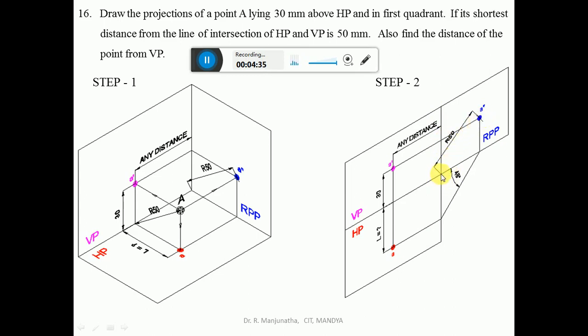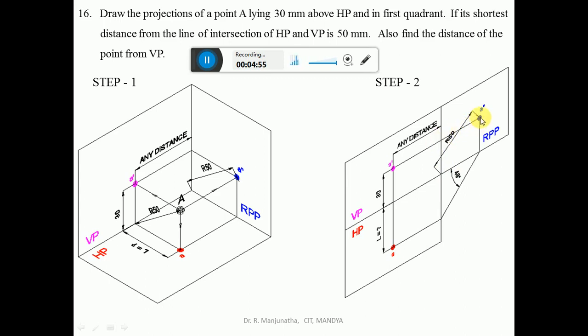From this, by using the compass, you cut an arc on the horizontal projector from the front view. Where it cuts the arc will be A double dash. So now we know this is the shortest distance. Once you know the shortest distance, you know this is the distance in front of VP.